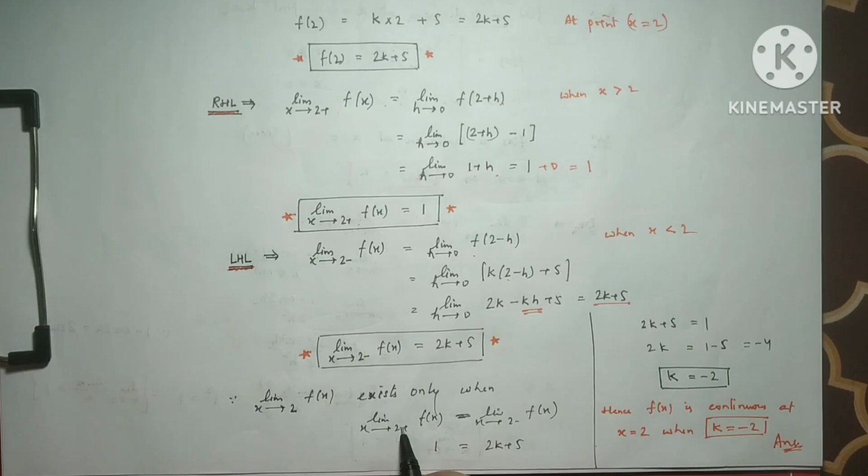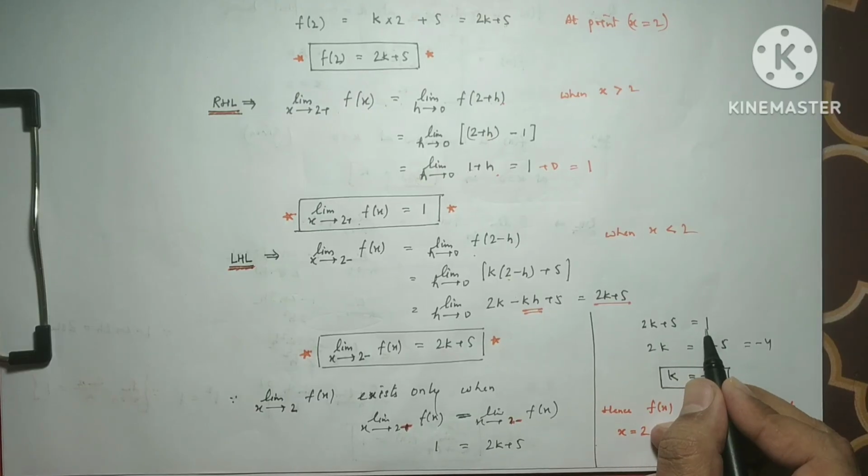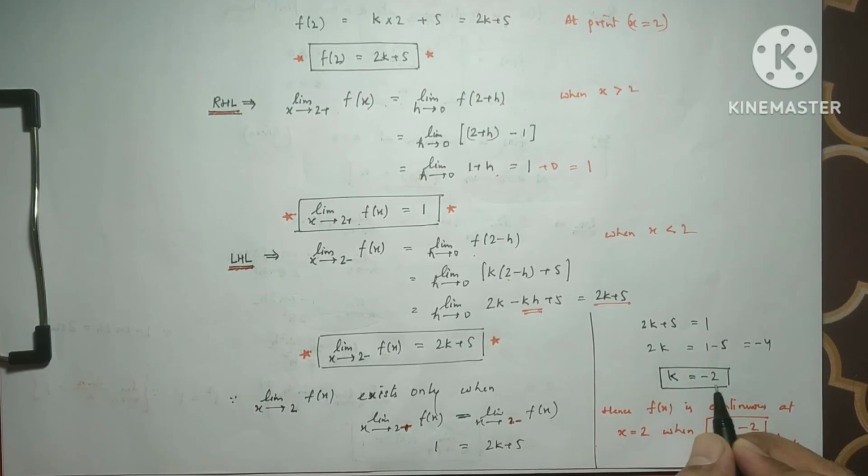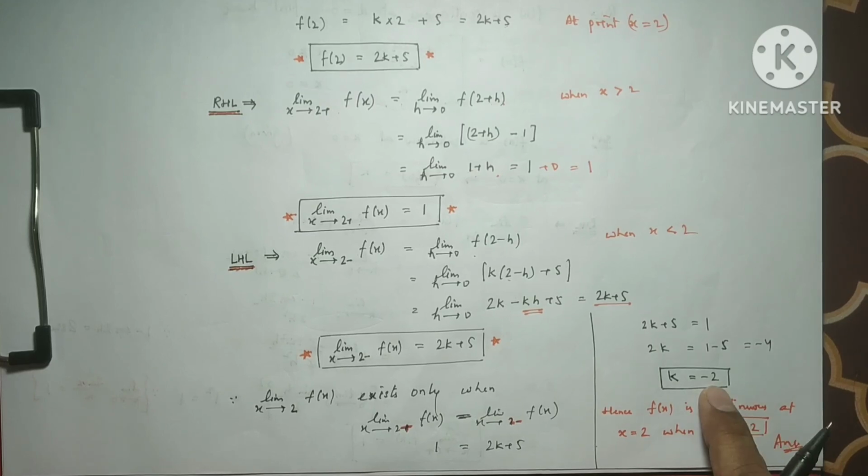This is the 2 plus value limit and this is 2 minus. So the right hand value is 1 and the left hand value is 2k plus 5. So 2k plus 5 equals 1. When 5 goes to the other side we get minus 4. So k is minus 2. So this is the value of k.